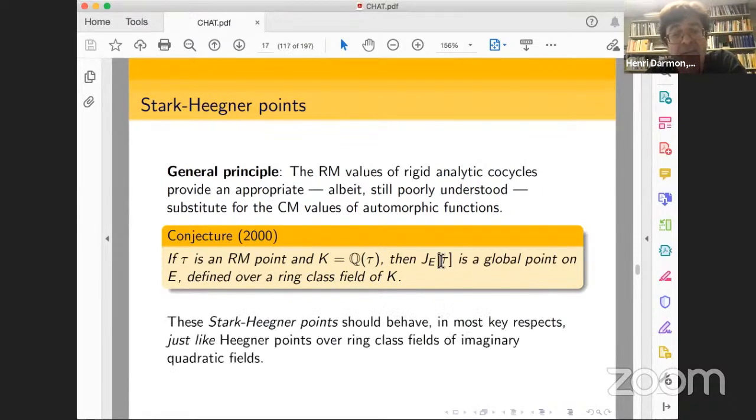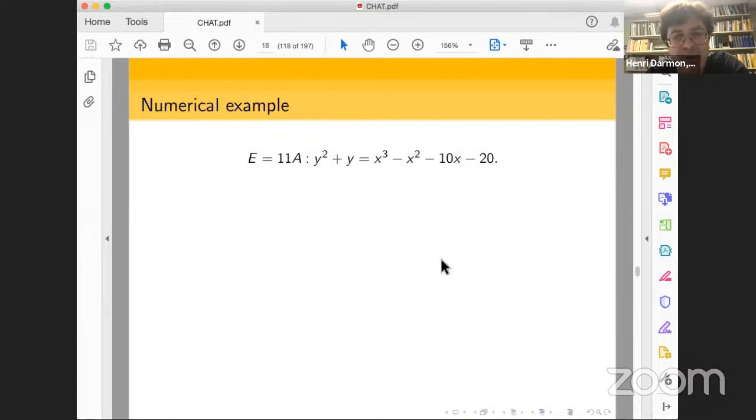Now, these Stark-Heegner points ought to behave in many key respects exactly like the Heegner points over ring class fields of imaginary quadratic fields. So for example, they should satisfy an analog of the Gross-Zagier formula. They should be of infinite order precisely in rank 1 scenarios, which is both good news, I mean, we have some kind of understanding of when they're non-trivial, but also bad news because we run again into this fundamental limitation of all these constructions: we manage to say very little about the desired conjecture in higher analytic rank, even with these new constructions.